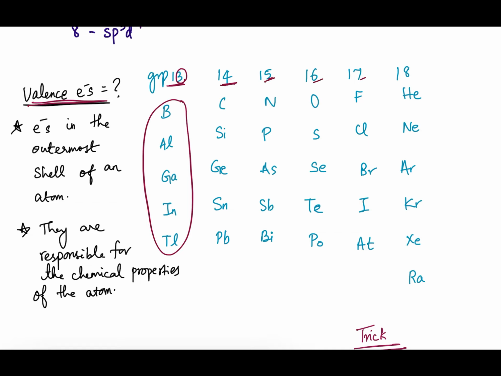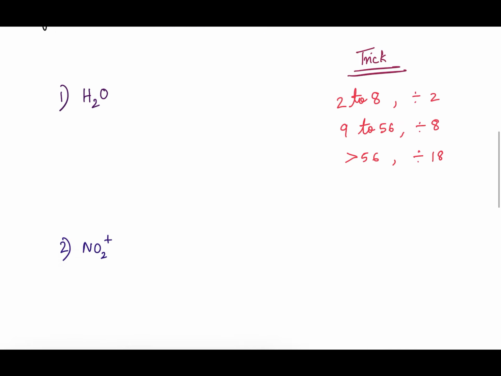For group 13 elements, the valence electrons will be 3. Similarly, for group 14, it will be 4. For group 15, the valence electrons will be 5. Similarly, for groups 16, 17 and 18, it will be 6, 7, 8. Hope you know the group 13 elements. All these elements you must be thorough with so that you can do the hybridization easily.